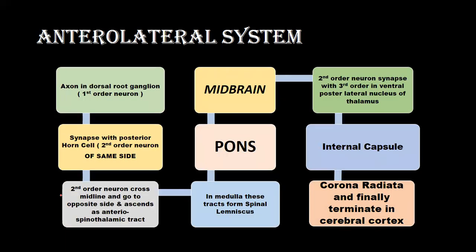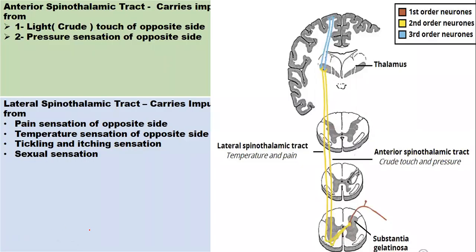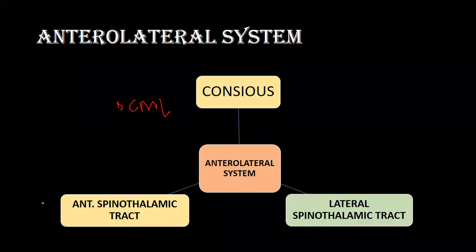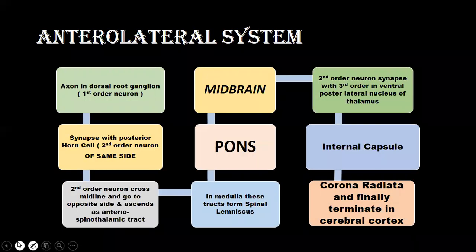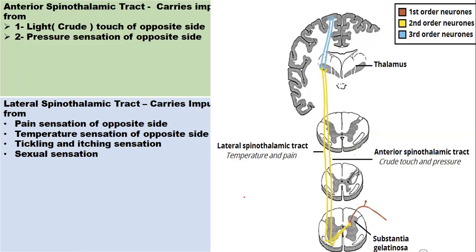So when we talk about the spinothalamic tract, remember, we are concerned with the thalamus. But when we talk about the unconscious part, we talk about the cerebellar part. So do not mix these two things. Here we have our thalamic part, whereas there we have a cerebral part. In the anterolateral system, we are concerned with the thalamic part. So what is its pathway? Its pathway is very simple.